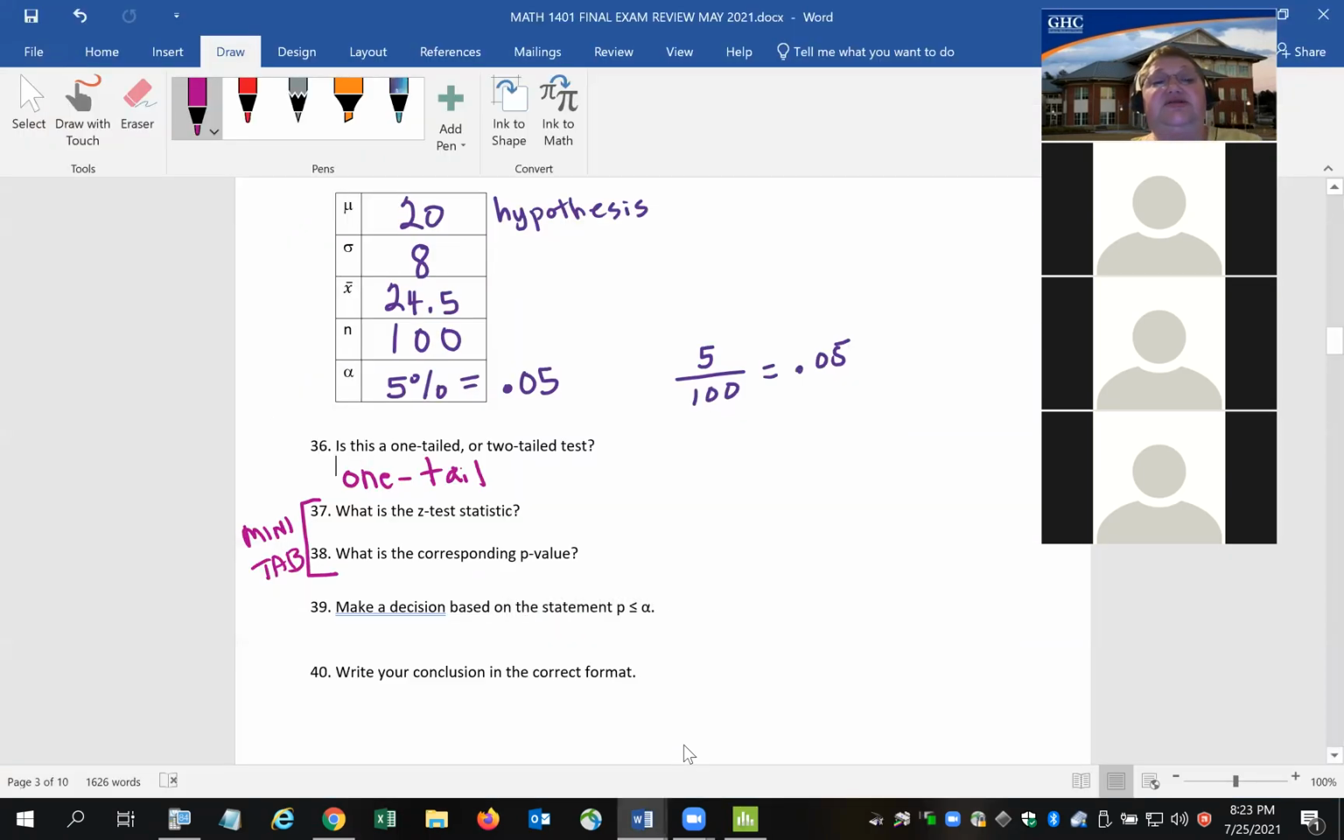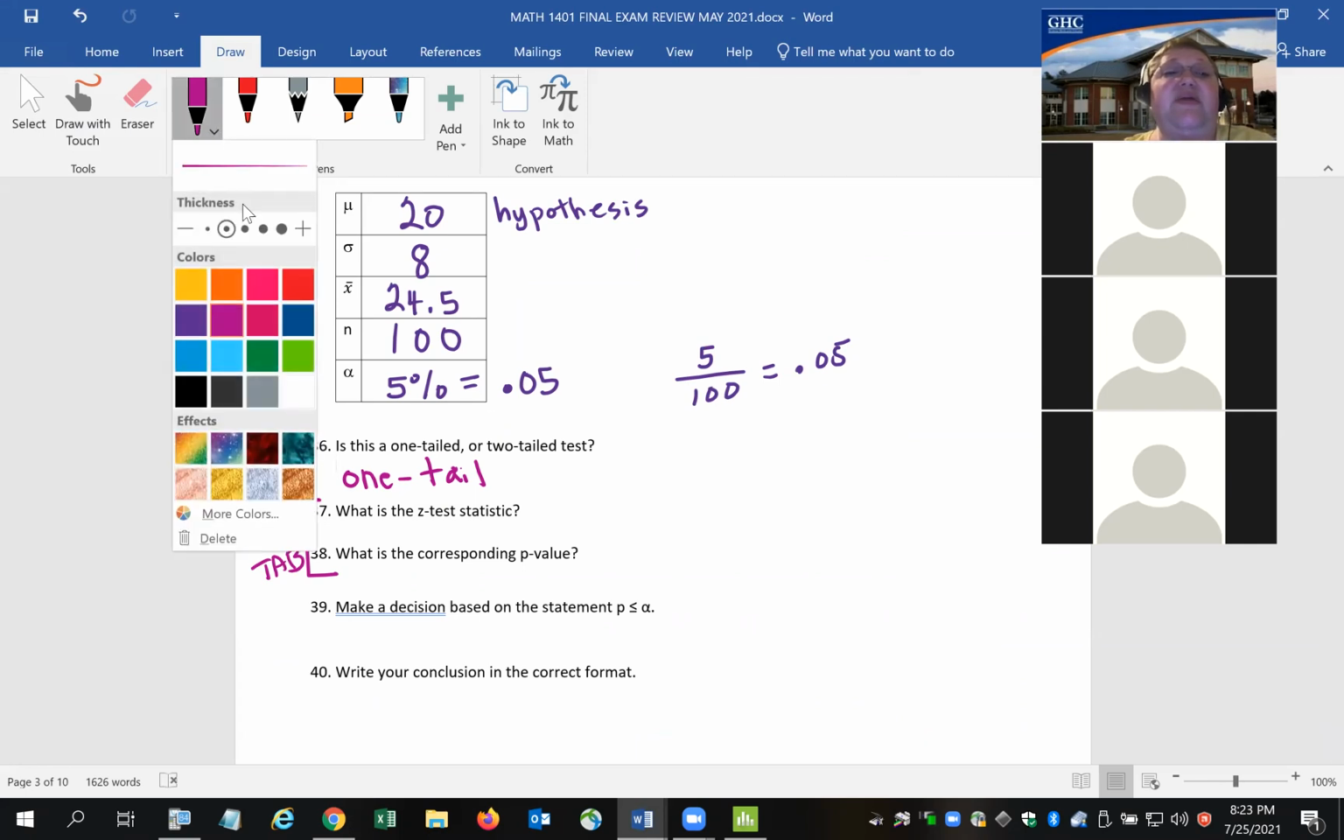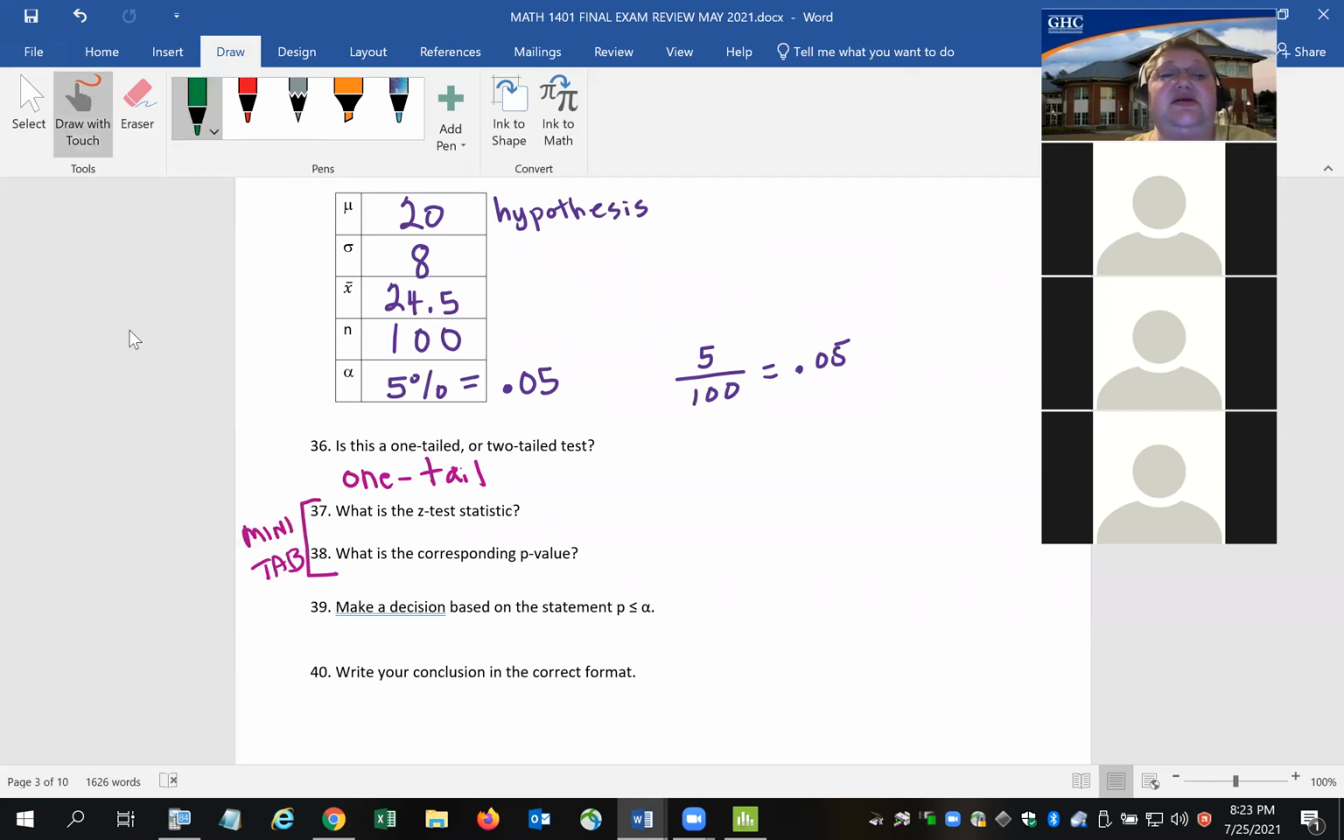Okay. All right. So my test statistic, going back to this sheet, can you guys see the sheet of paper now? Some of you were having trouble seeing it. Yes. Yes, ma'am. All right.